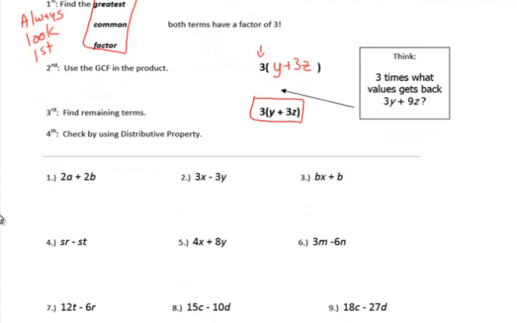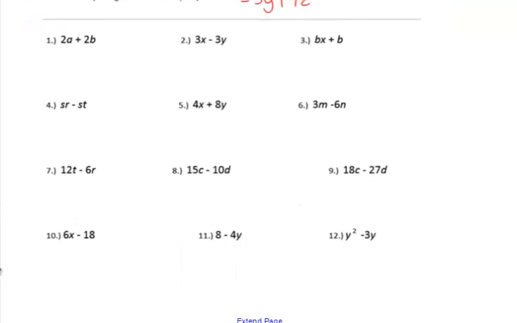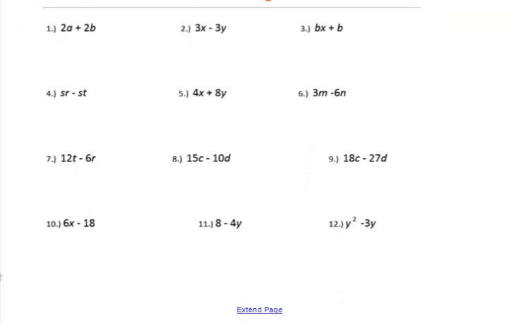So this is factored. The factors, sometimes you'll be asked that, are 3 and y plus 3z. You can check that by using the distributive property. If you multiply this back out, it equals 3y plus 9z, so it checks. I'm going to do a few of these, and then I'm going to leave you to do the rest as part of your own practice work.